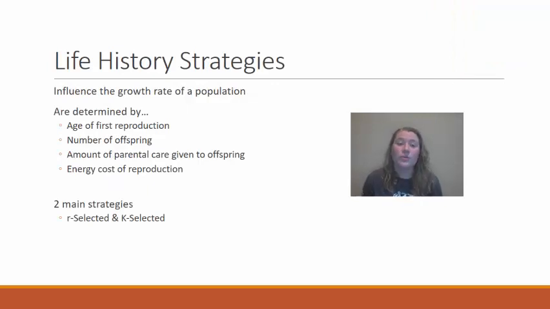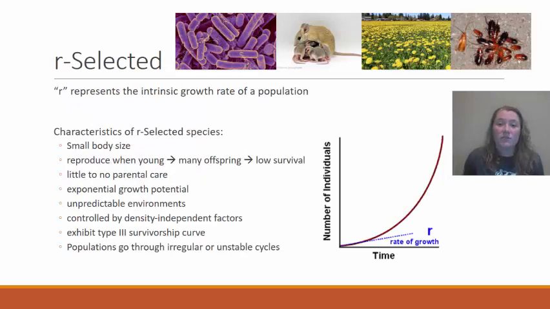Now there are two life history strategies, and these are the R-selected and K-selected. These are really determined by the age that an organism produces its first offspring, how many offspring it produces, how much care it gives to helping raise those offspring, and how much energy it really costs to raise those offspring and to go through that process of reproduction. The first of these two strategies is R-selected.